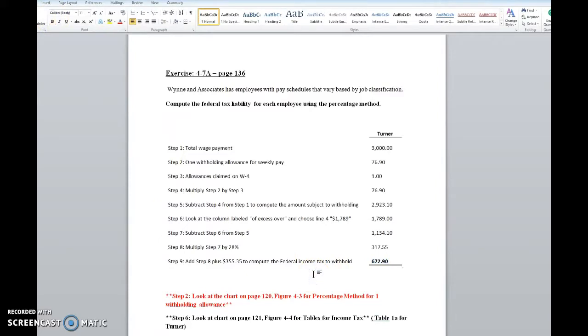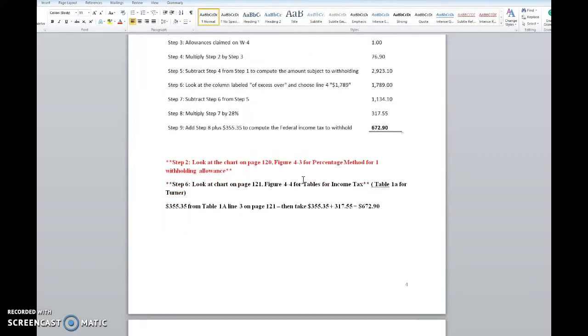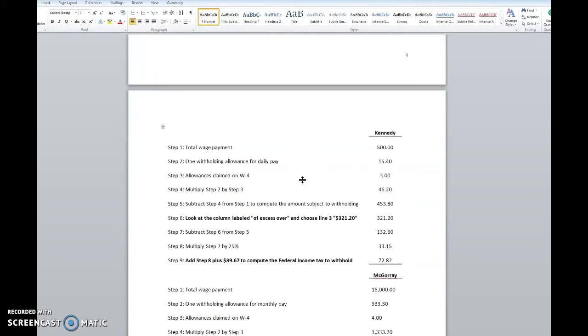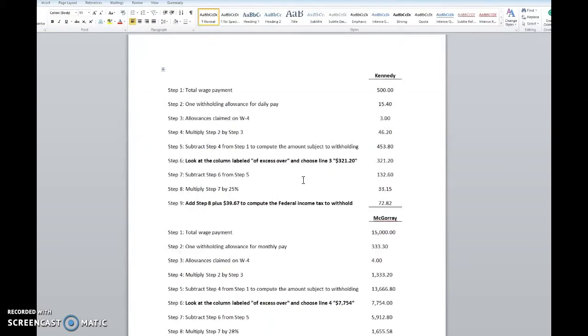So remember, the charts that we are using are on pages 120 and 121. And remember to keep in mind, you have to be sure that you understand if it's a single person or a married person when you start computing the percentage method withholdings. On Kennedy, you would do the exact same thing.